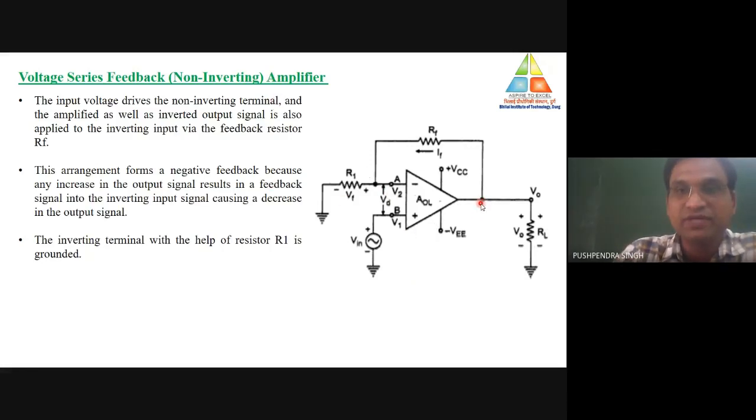In case of voltage series, the feedback element is applied in series with the input voltage source. If the feedback element is connected in series with the input voltage source, that is called voltage series. And because here the input supply is given at the non-inverting terminal of the op-amp, that's why this is called a non-inverting amplifier. So voltage series feedback is also called a non-inverting amplifier.